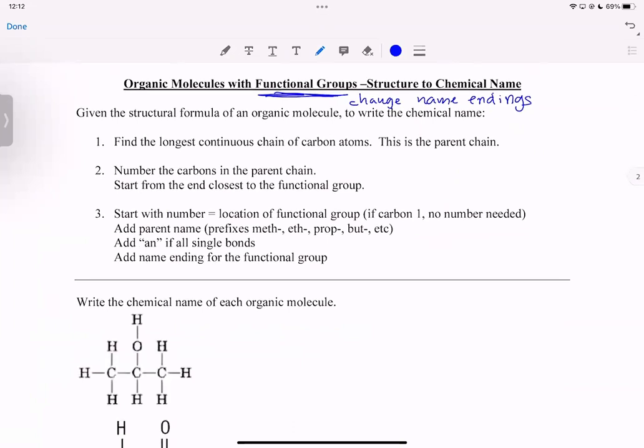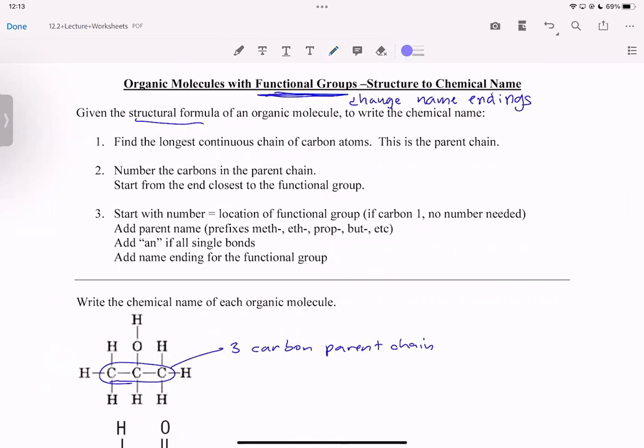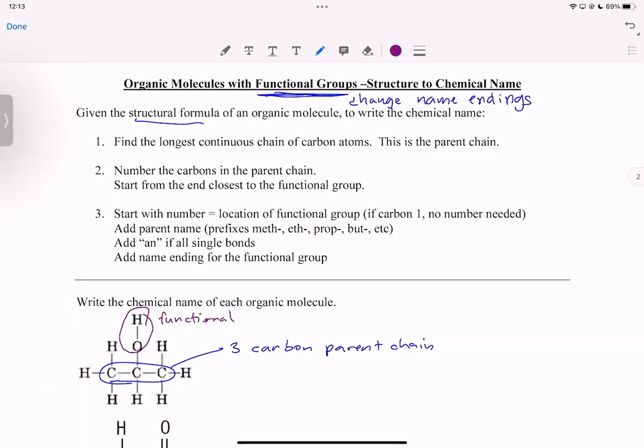Okay, so first of all, you are given the structure. That's the structural formula. And you want to find the longest continuous chain of carbon atoms. And that's going to be the parent chain. So for this first one, the longest continuous chain are those carbons. So this is a 3-carbon parent chain. Okay, the other thing you notice on this is this OH group. This is a functional group. Well, what is that functional group? We know there's 7 possible functional groups, and this is an alcohol functional group.